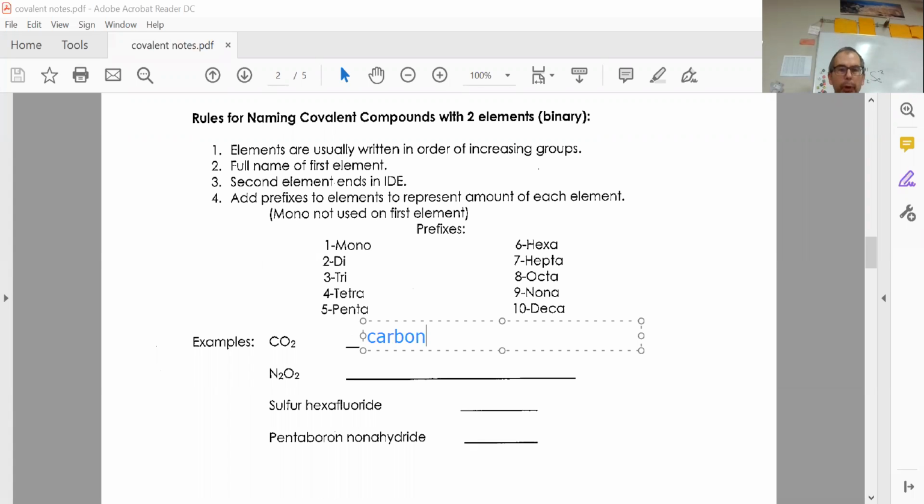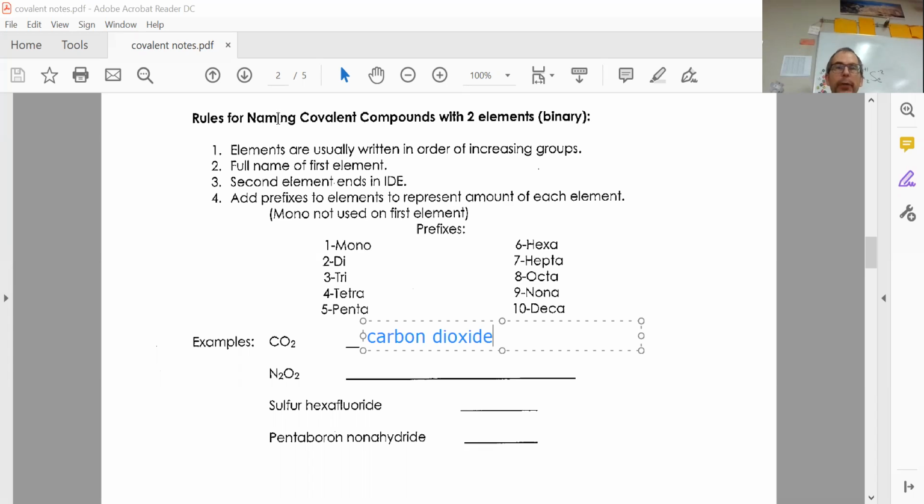Now, why don't I put a prefix mono on the first one? I use mono on last names, but I don't use it on the first names. Otherwise, you would see a lot of things that would be mono, mono, mono, mono, mono. It'd be a lot of monos. So we ignore the mono when it's on the first name, but on the second name, we don't. Now, the next name, instead of oxygen, it's going to be oxide. And we have two of them, so we're going to call it dioxide, D-I-O-X-I-D-E. So that would be carbon dioxide.